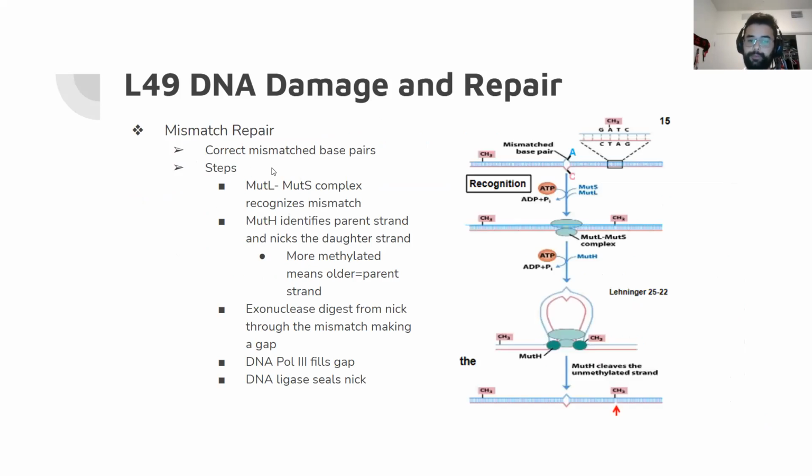So for mismatch repair, this is when we're correcting mismatched base pairs, right? For example, an adenine with a cytosine, as we look at it right here. The steps are that we have a MutL, MutS complex that recognizes that mismatch. MutH identifies the parent strand and then nicks the daughter strand. So we're going to find the oldest, which is the parent strand, and then we're going to cut that daughter strand.